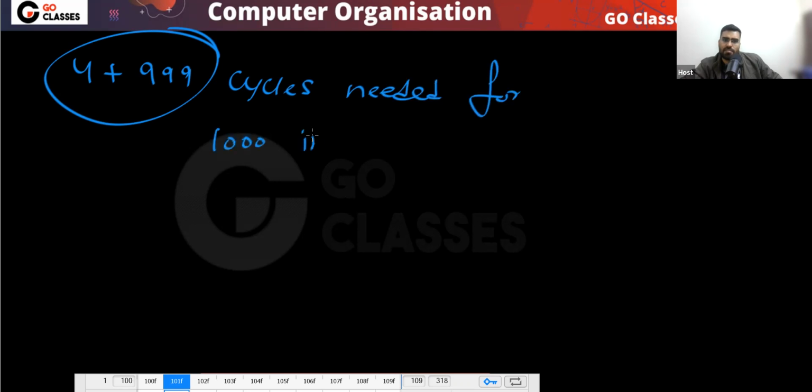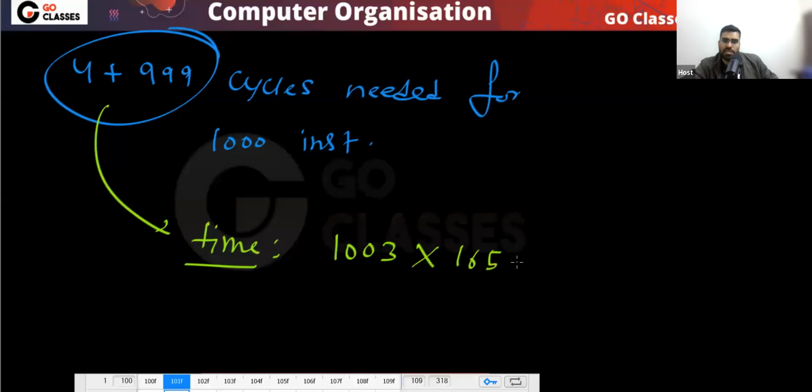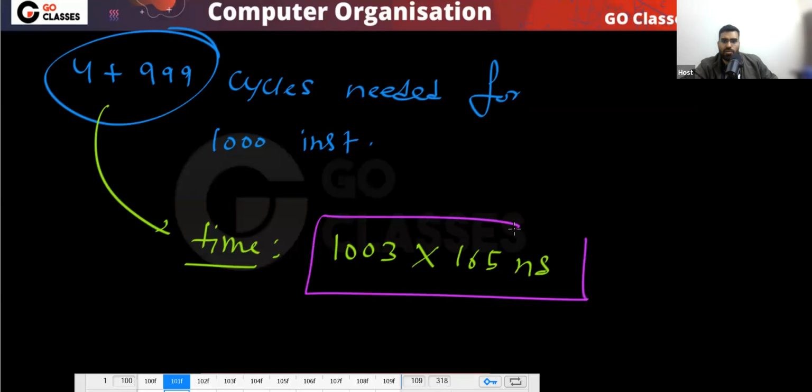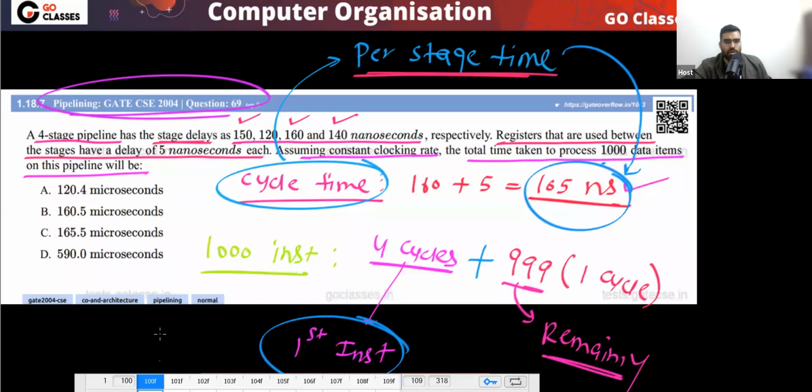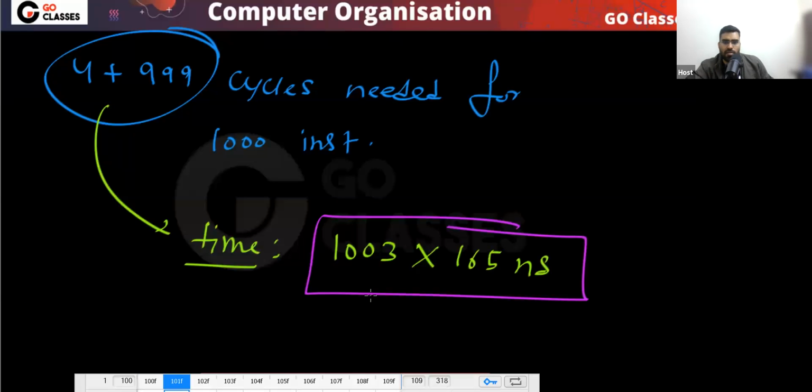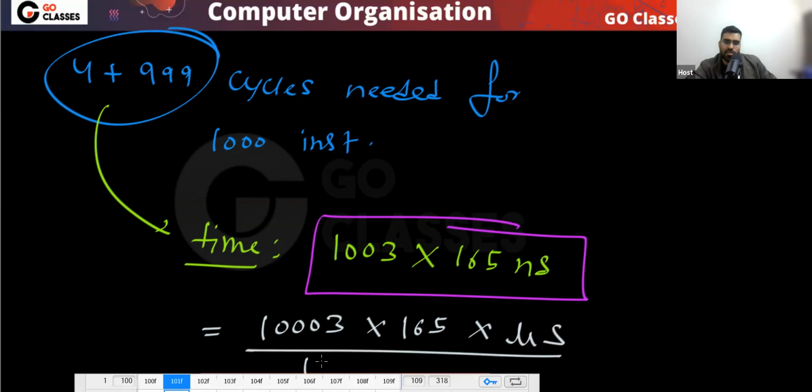Finally, the question is asking for time. So that will be 1003 multiplied by 165 nanosecond. Tell me, what is this value? You can calculate. The question is asking in microsecond, so you can convert this into microsecond by dividing by 1000.